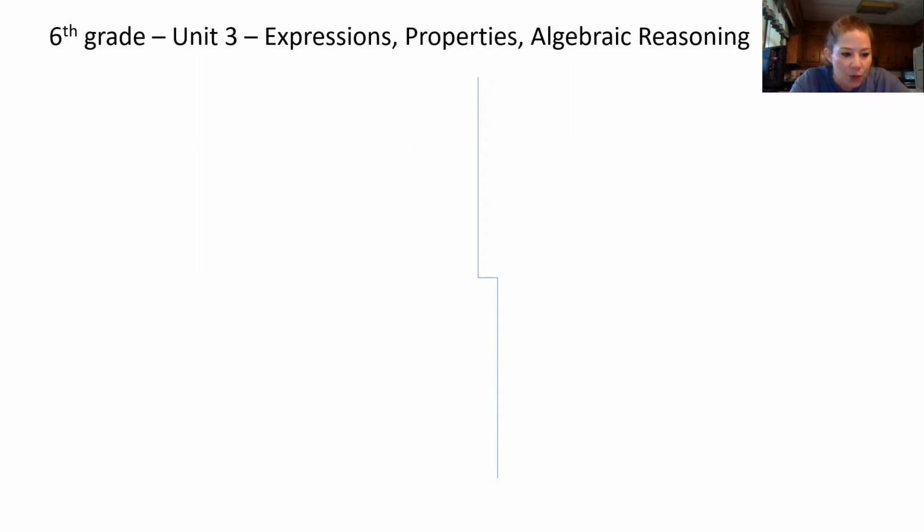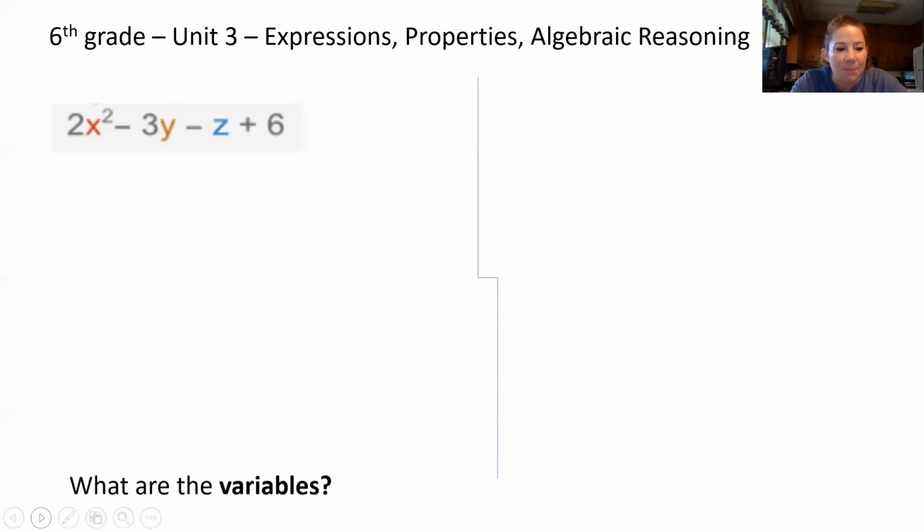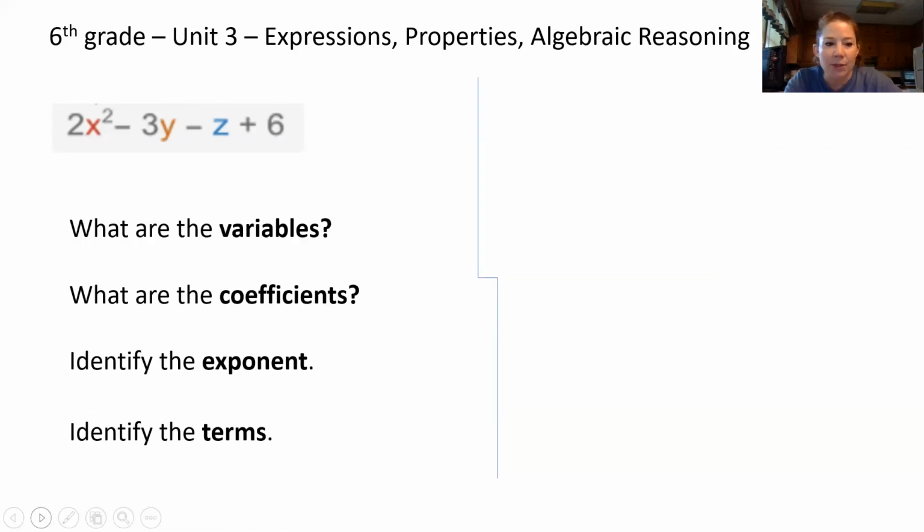So the first thing I'm going to talk to you about is having a long expression like this. You can see that we have a mixture of variables and numbers. I see minus signs, I see plus signs. So there are some terms you need to be familiar with. First of all, it asks what are the variables. In math, you use a variable for an unknown number, and that variable is almost always letters of the alphabet. All right, so what are the variables? I see an X, I see a Y, and I see a Z, right?